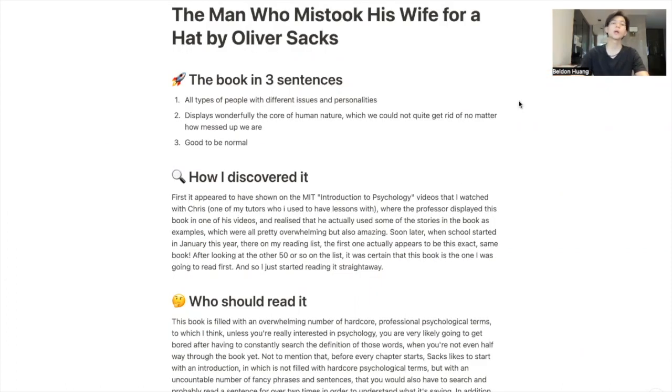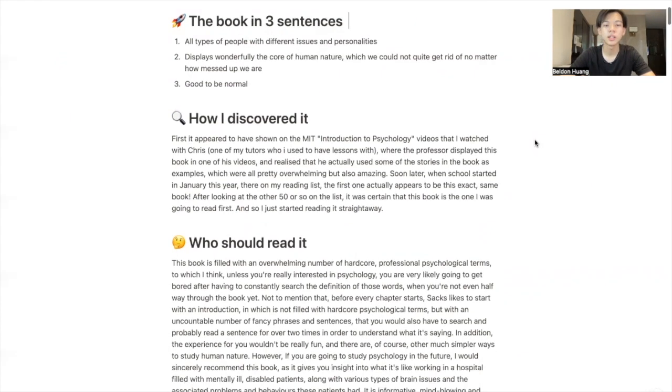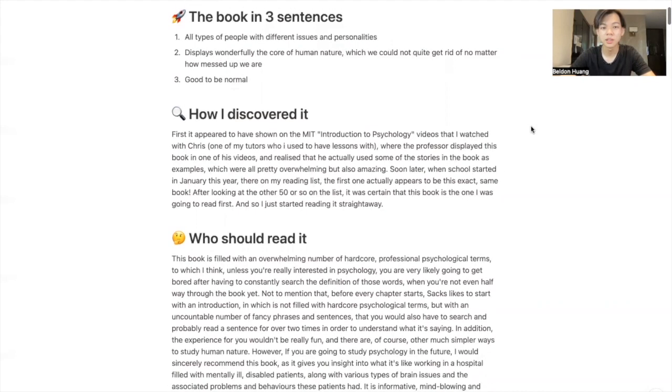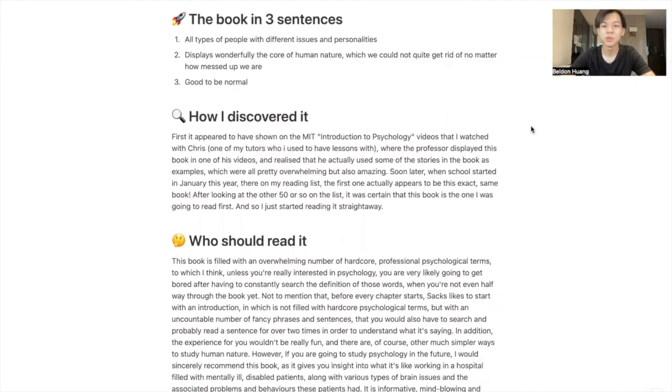So how would I describe this book in 3 sentences? Well, firstly, I think this is a book of all types of people with different issues and personalities. And secondly, I think the book displays wonderfully the core of human nature, which we cannot quite get rid of, no matter how messed up we are. And thirdly, it feels good to be normal.